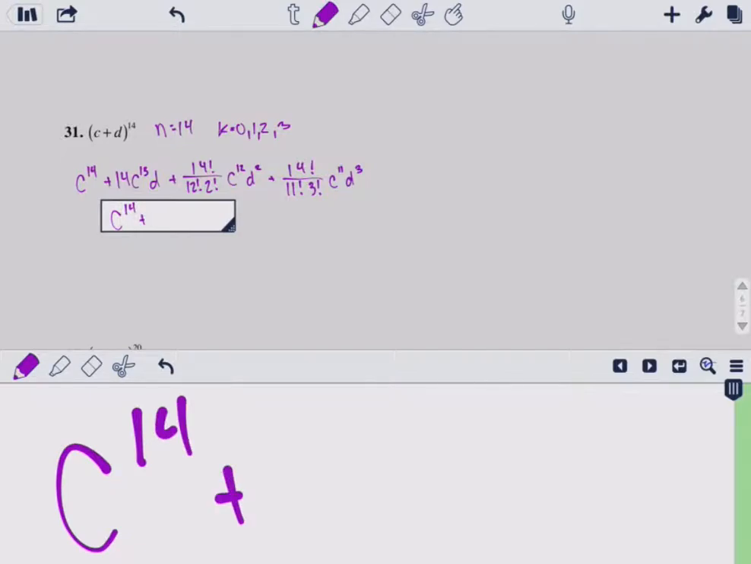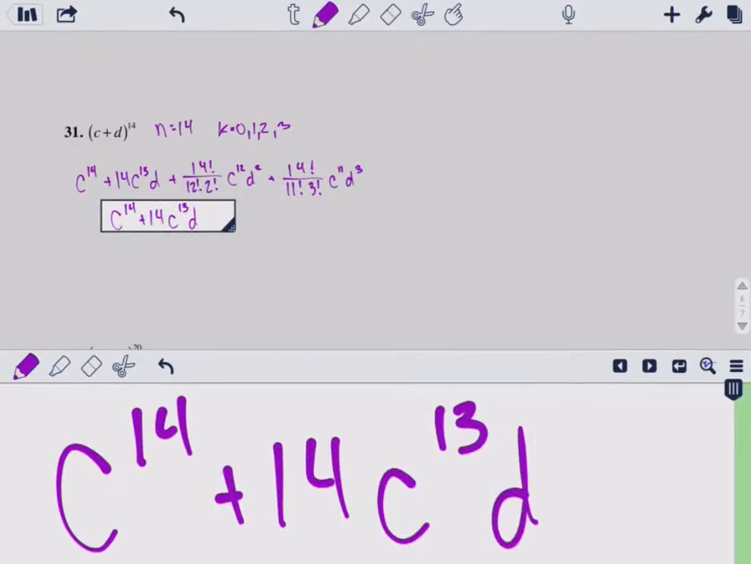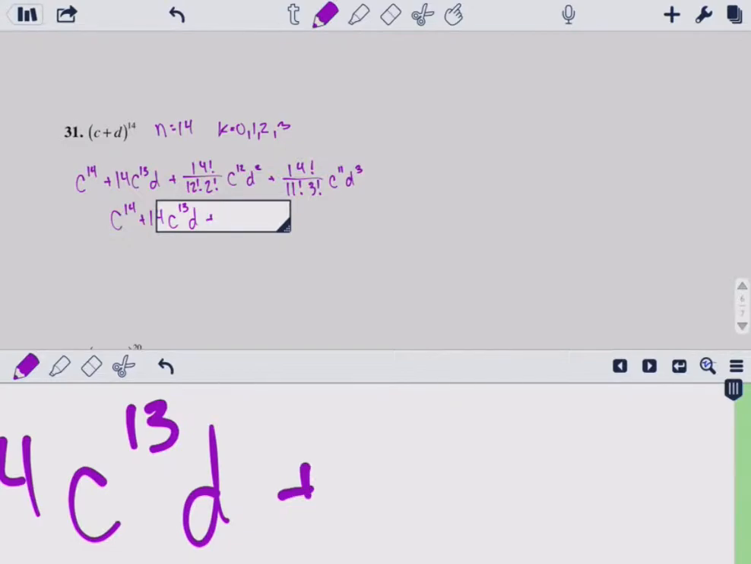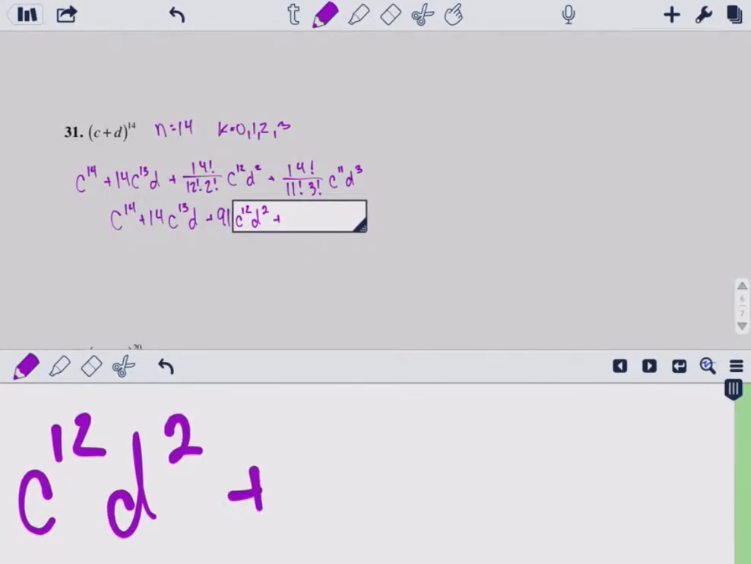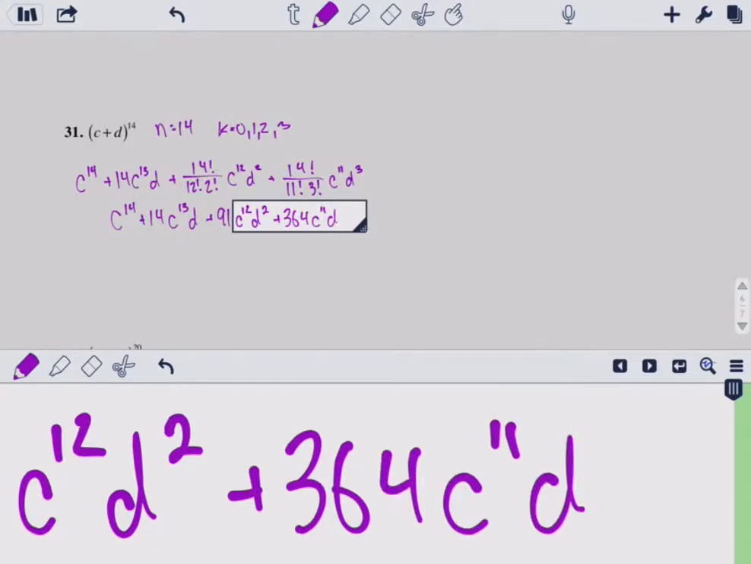C to the 14th plus 14 c to the 13th d plus 14 times 13 divided by 2, 7 times 13. 7 times 13 is 91. C to the 12th d squared plus 14 times 13 times 12 divided by 6. 14 times 13 times 2. 364 c to the 11th d cubed.